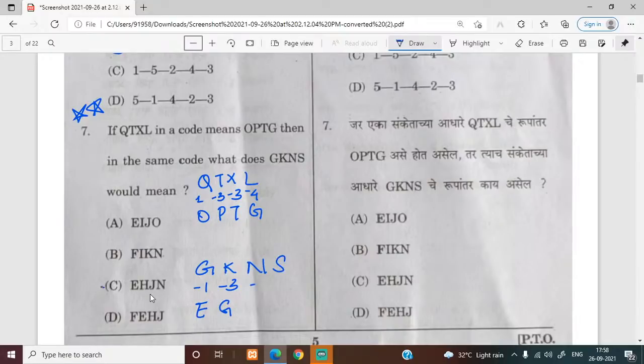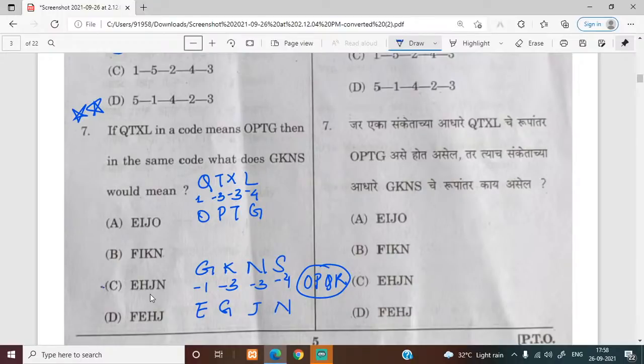In N you have to skip 3 terms. So you will get J, because after J what comes? J, K, L, M. 3 terms are skipped and here 4 terms are skipped. So after N what comes? After N, O, P, Q, R. So here 4 terms are skipped. -4 is happening. So you see, students, the right answer is E, G, J, and N.